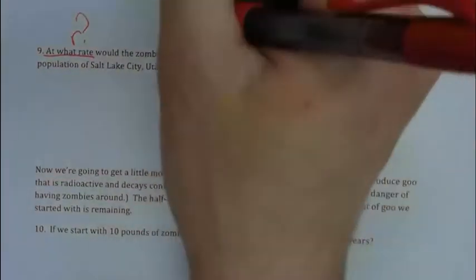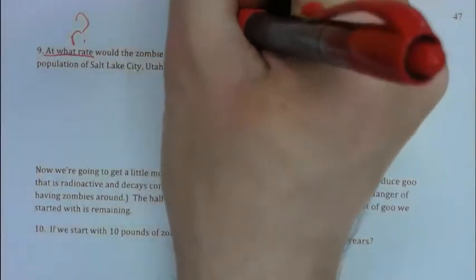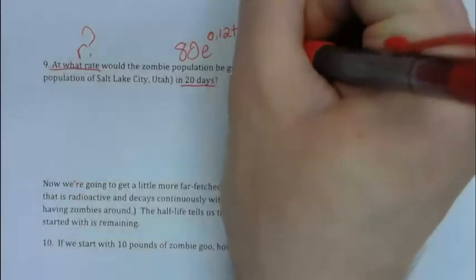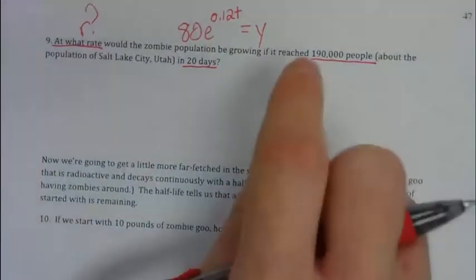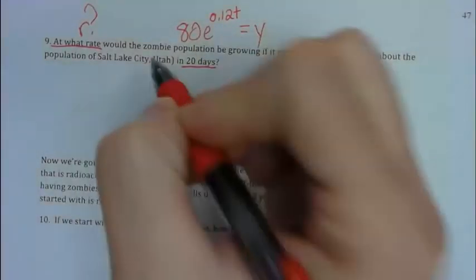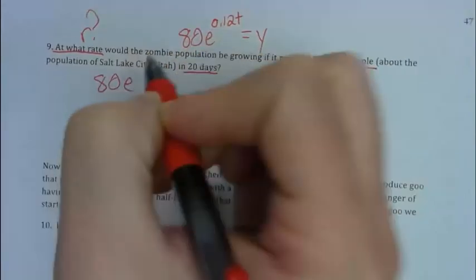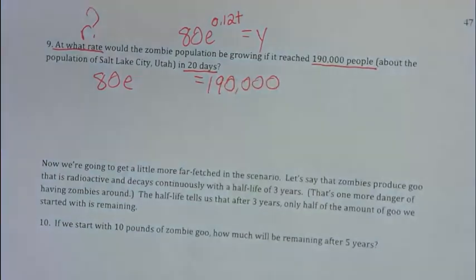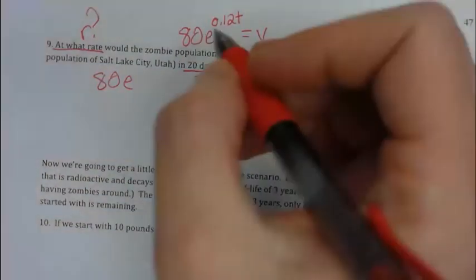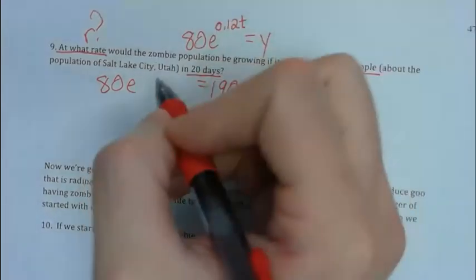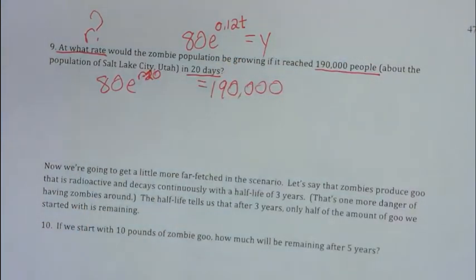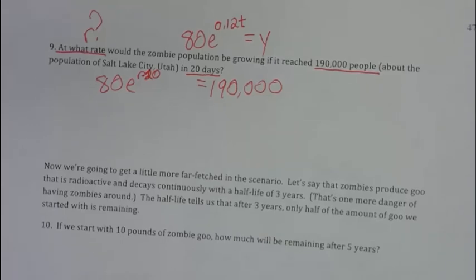So remember that our equation was 80e^(rt) equals y. So we know the y is 190,000 people. And we know that our days is 20. So the 20 is going to be our t value. And so we don't know the r. So it's going to be r times 20. So we're going to be doing some similar stuff, but just a couple things changed as we kind of look at this.